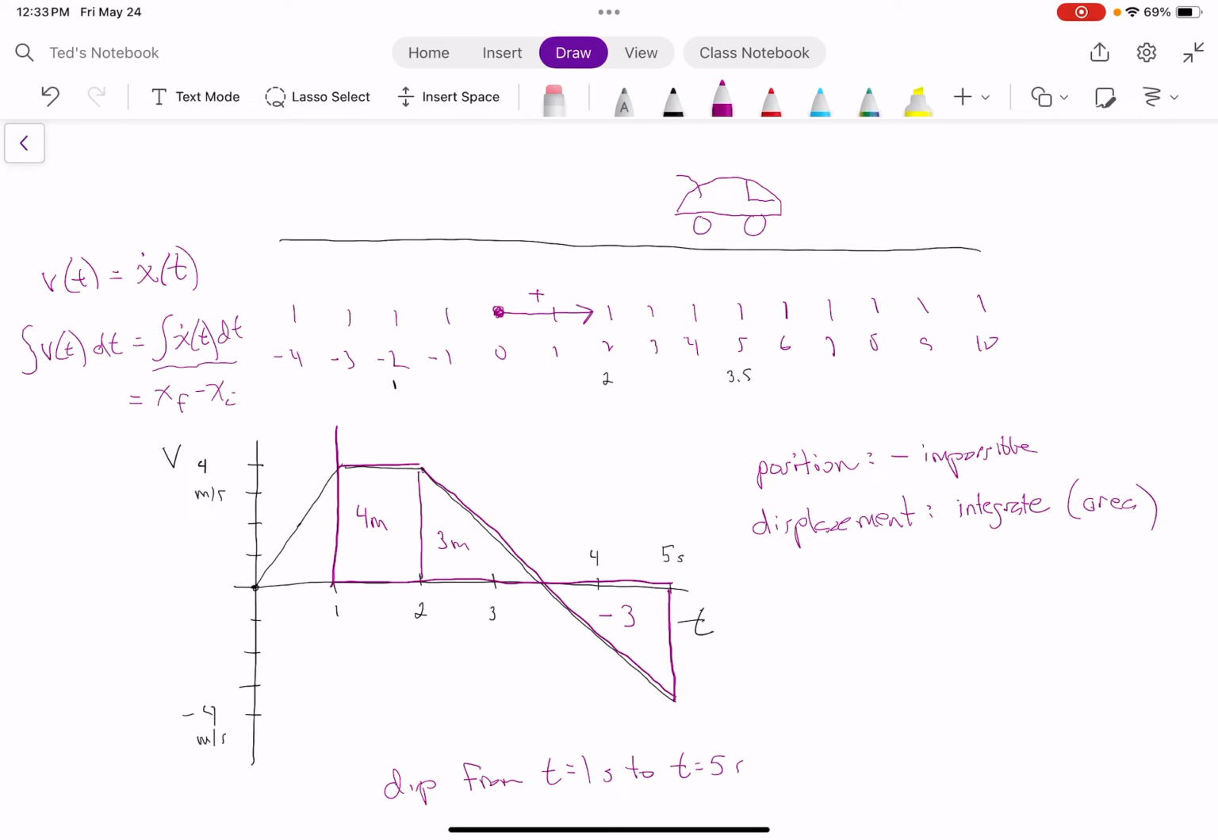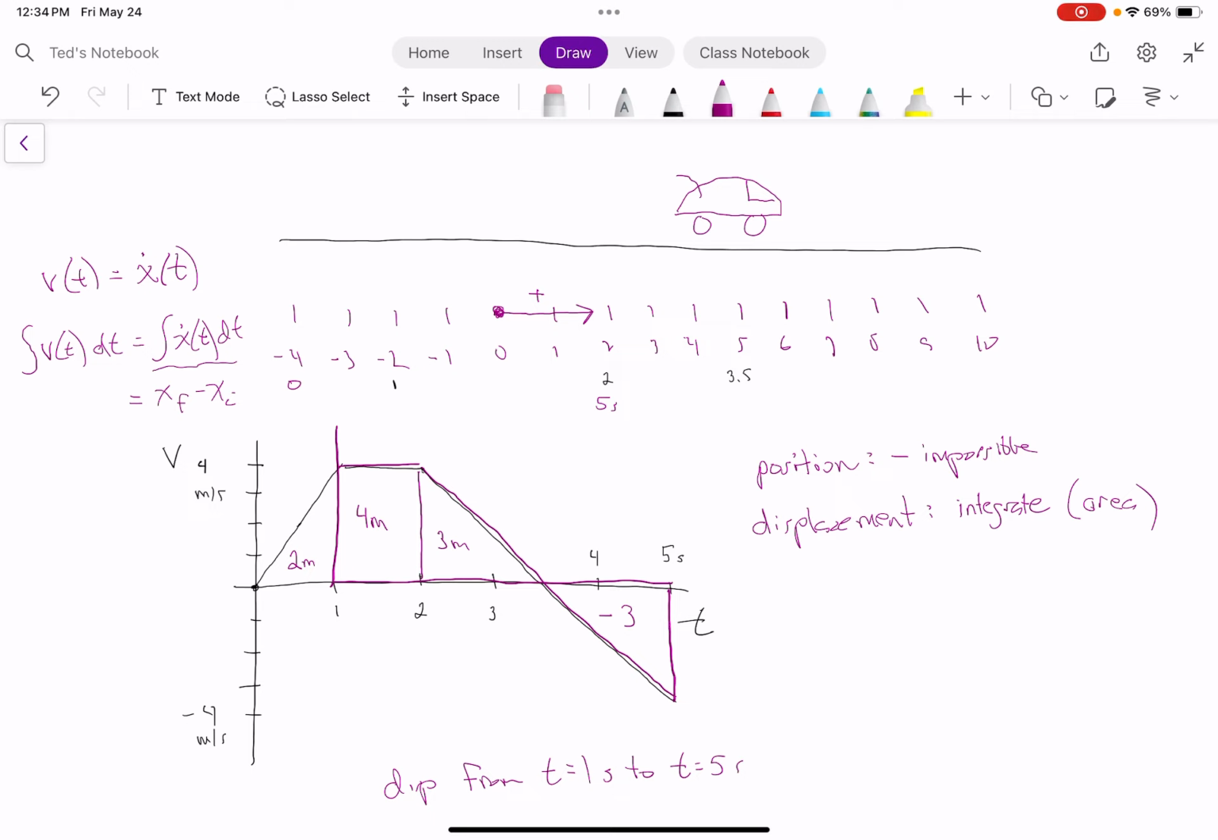And I actually marked this out on my graph. The car started at -4 meters, and we can actually fill in the rest of this chart. This area here is 2 meters for that triangle. So in the first second, it went forward 2 meters. In the second second, it went forward an additional 4 meters. In the next second and a half, it went forward an additional 3 meters, and then it went backwards 3 meters.